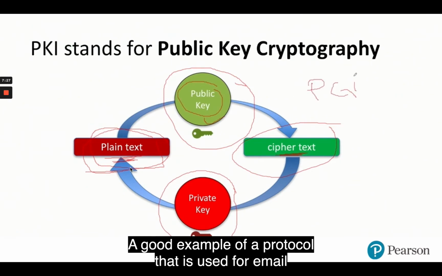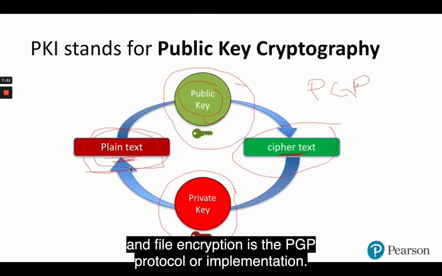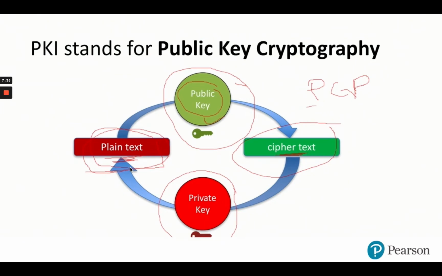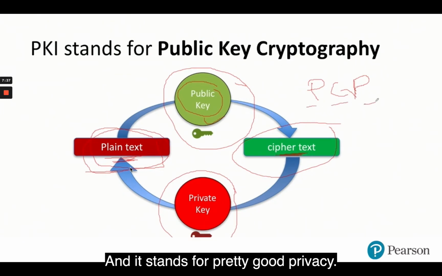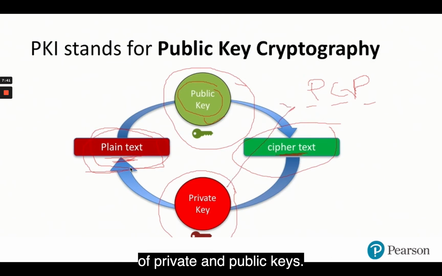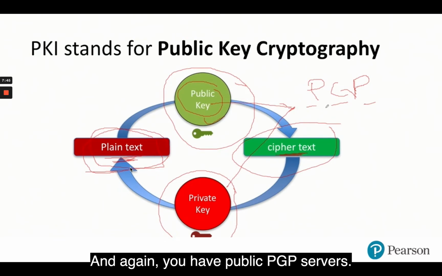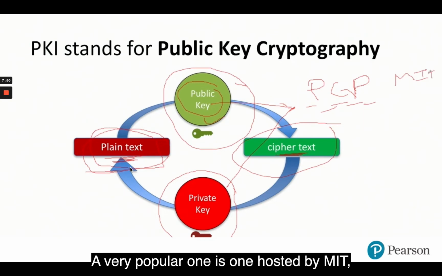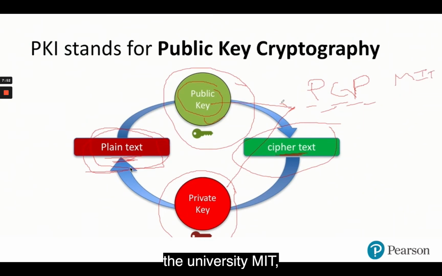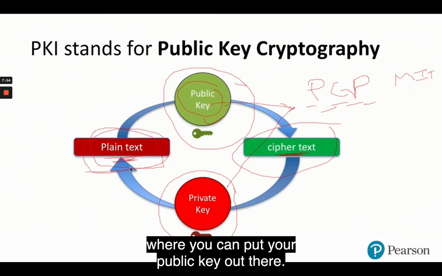A good example of a protocol that is used for email and file encryption is the PGP protocol or implementation, and it stands for Pretty Good Privacy. Basically, it has the concept of private and public keys. And again, you have public PGP servers. A very popular one is hosted by MIT, where you can put your public key out there.